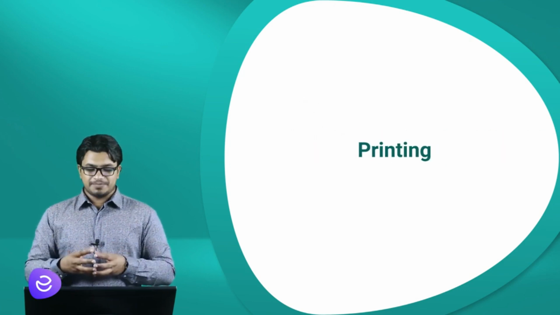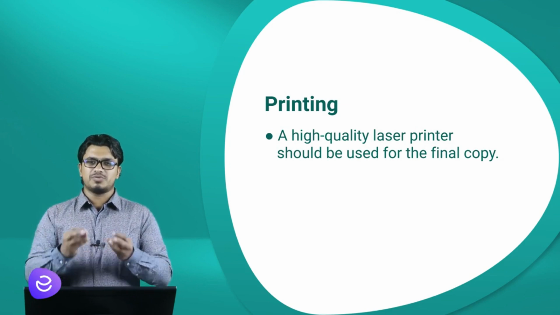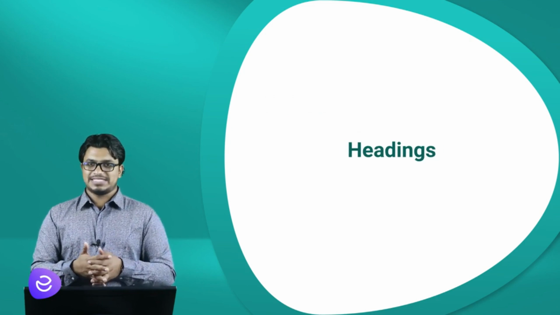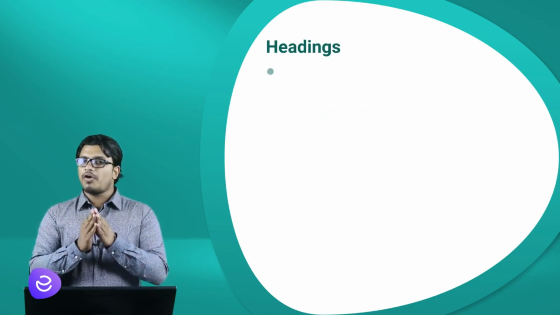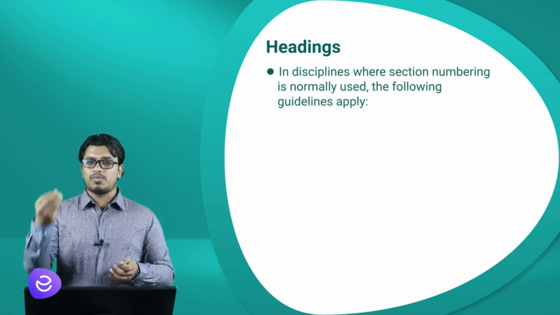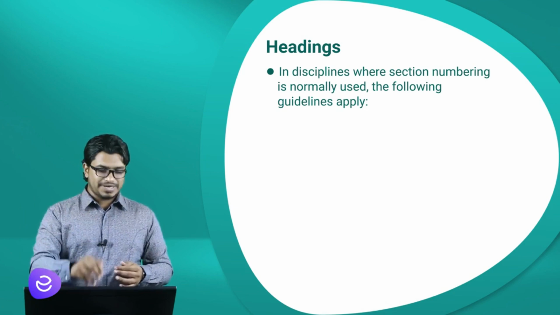Then for printing, a high quality laser printer should be used for the final copy. So the printing should be very good quality and of very good clarity. Then the headings. This is where most of the confusions happen. Heading should be of appropriate size, of appropriate style, of appropriate bold, italics or underlined or anything like that. So it should be appropriate headings.